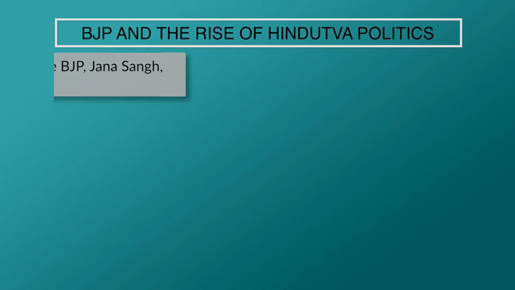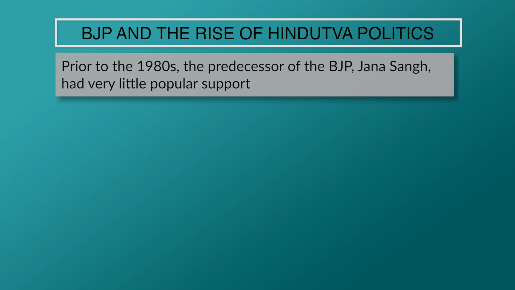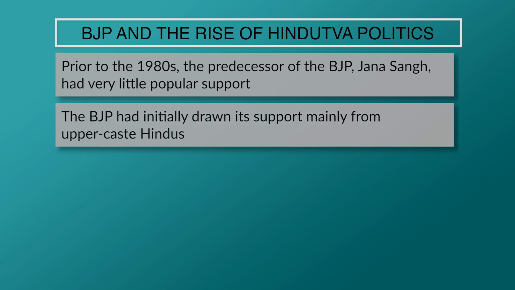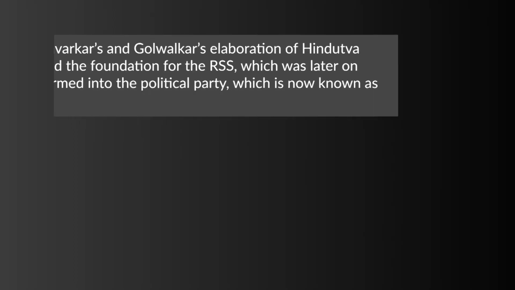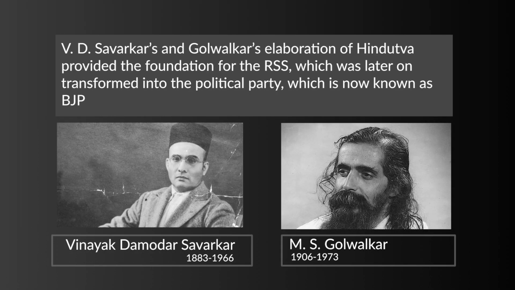Prior to the 1980s, the predecessor of the BJP, which is the Jan Sangh, had very little popular appeal or support. The BJP had initially drawn its support mainly from upper caste Hindus. V.D. Savarkar and Golwalkar's elaboration of Hindutva provided the foundation for the RSS, which was later on transformed into a political party which is now known as the Bharatiya Janata Party.